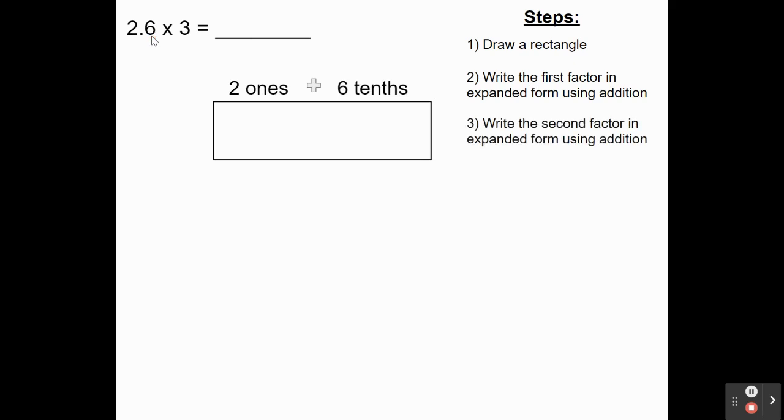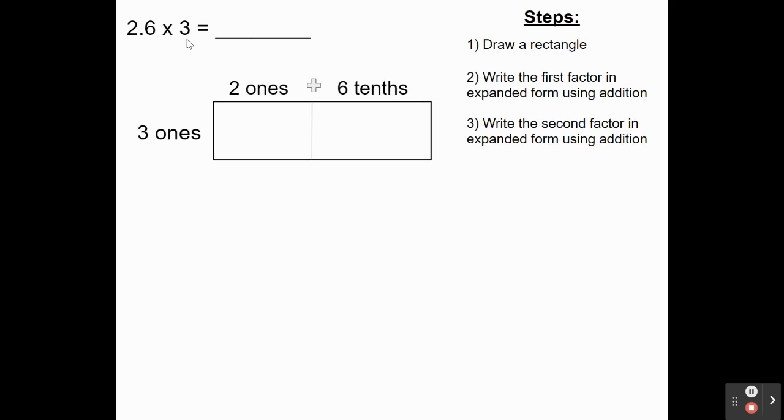Next, we're going to write the second factor in expanded form. So the second factor is 3, and since it's in the ones place, we're going to write 3 ones. Wherever there's an addition sign, we're going to draw a line to break up our large rectangle into smaller rectangles.